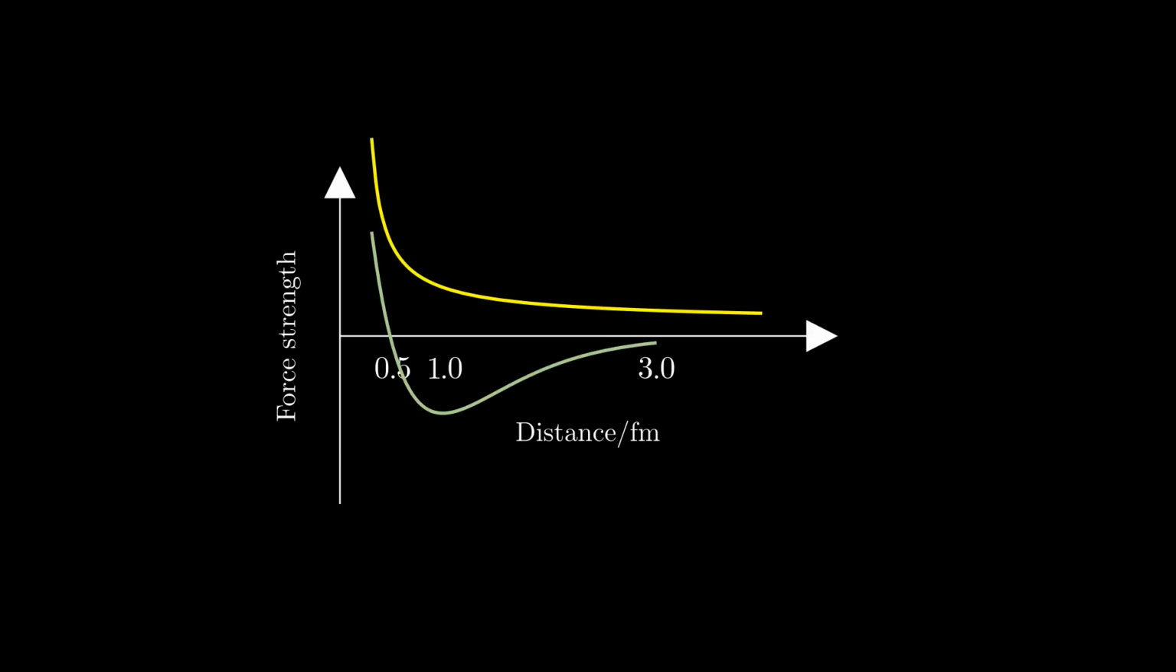It has a maximum attraction at around 1 femtometer, and the attraction decreases from 1 to 3 femtometers, and it's considered about negligible at around 3 femtometers. Note, a femtometer is 10 to the minus 15 meters.